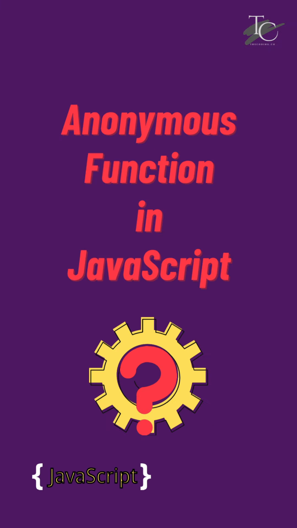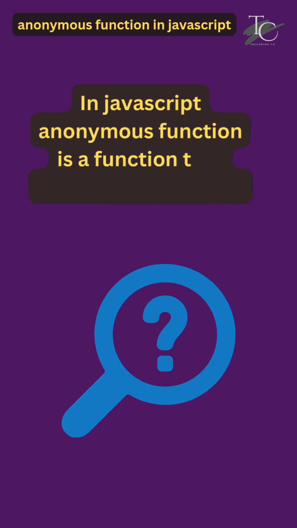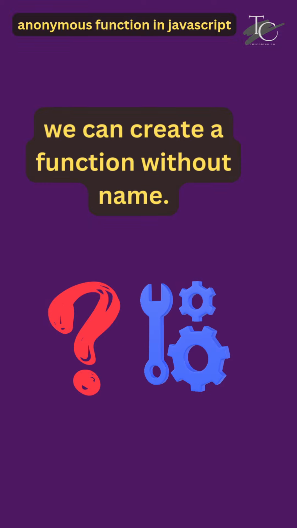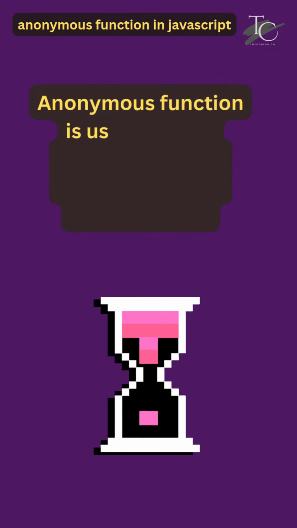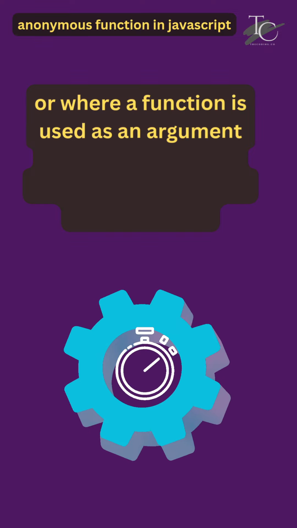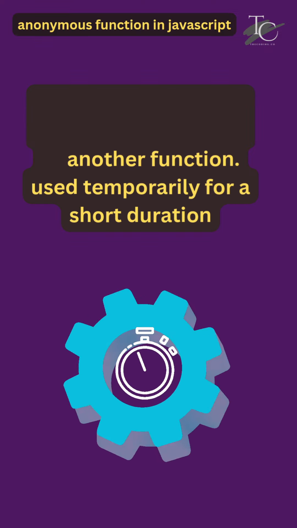Anonymous function in JavaScript. In JavaScript, an anonymous function is a function that doesn't have a name. We can create a function without a name. Anonymous functions are used where a function is needed temporarily for a short duration, or where a function is used as an argument to another function.